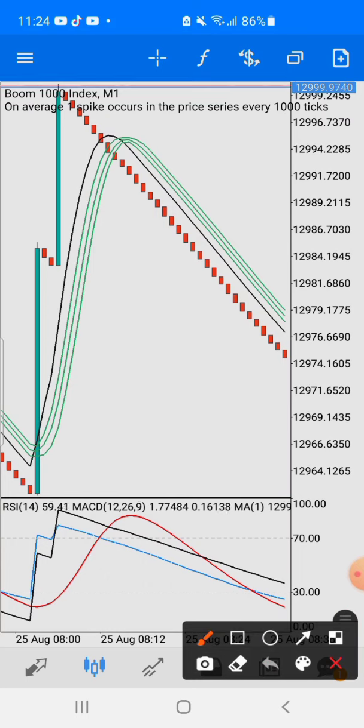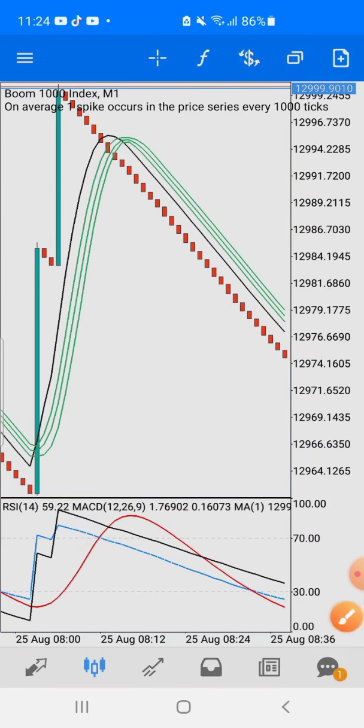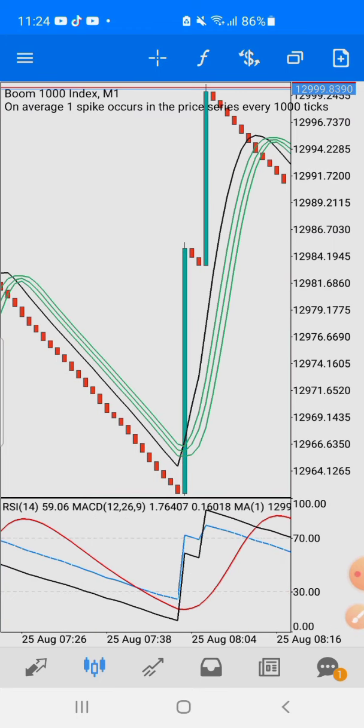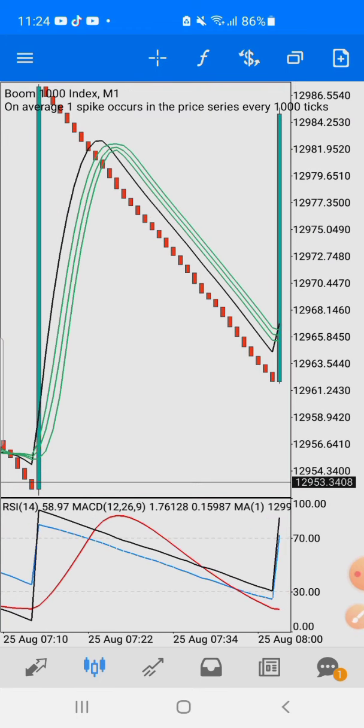But look at this one right here. If you still look here, you can see we have that cross and a cross here. You enter your trade and pick between 5 to 10 candlesticks. You can pick more than that, but I'm just trying to be conservative. So you pick 5 to 10 candlesticks.